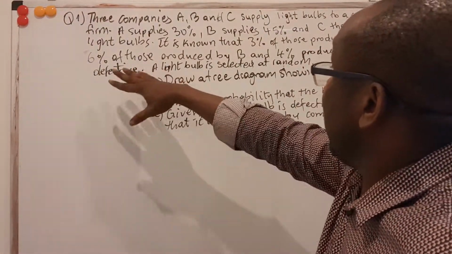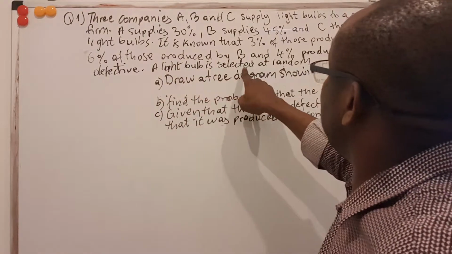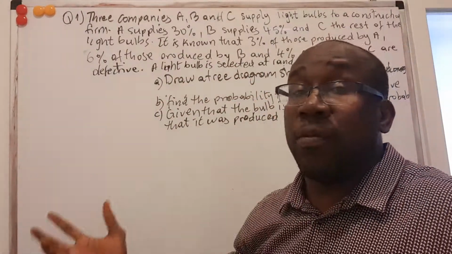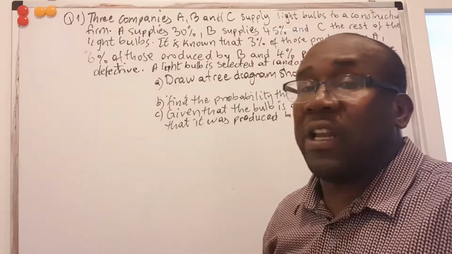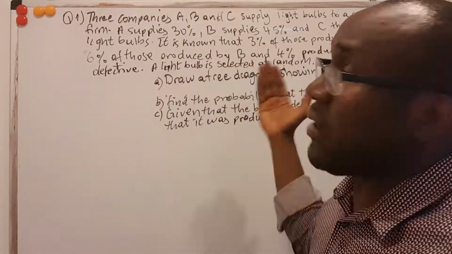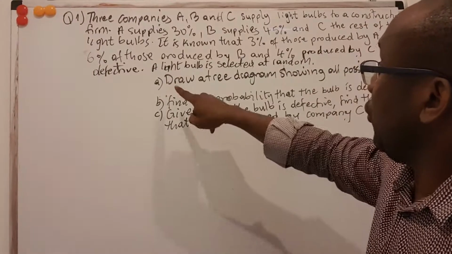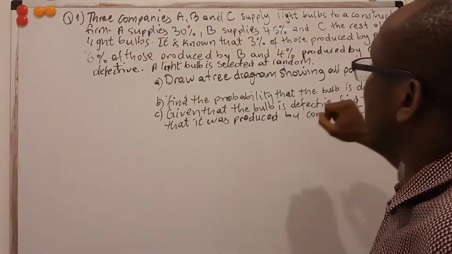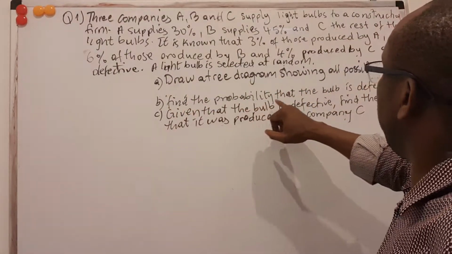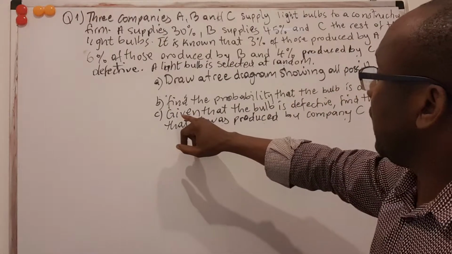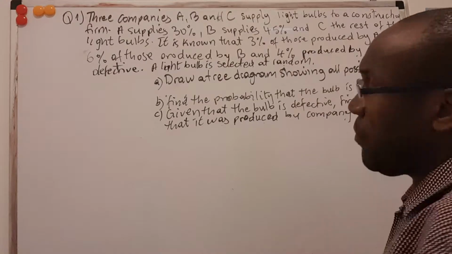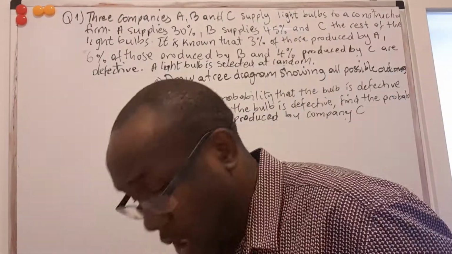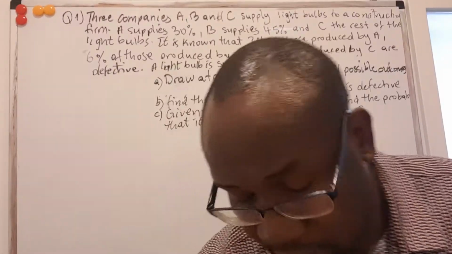They are companies, they are machines producing. So if that is known, then a light bulb is selected at random. Let's assume that the bulbs are all mixed in one big carton and people have to pick any and use. They are all equally likely. Then we talk about random. A. Draw a tree diagram showing all possible outcomes. B. Find the probability that the bulb is defective. C. Given that the bulb is defective, find the probability that it was produced by company C. So that's how we are going to go about it.